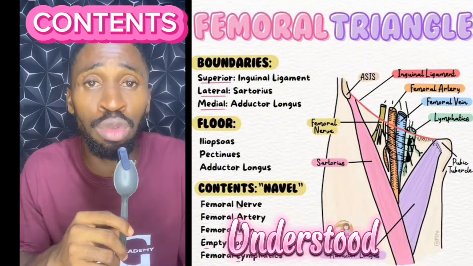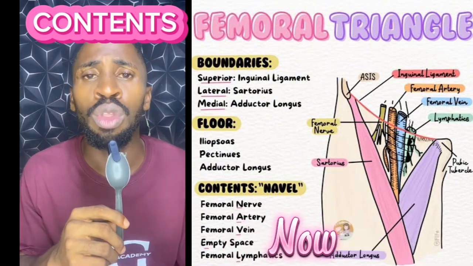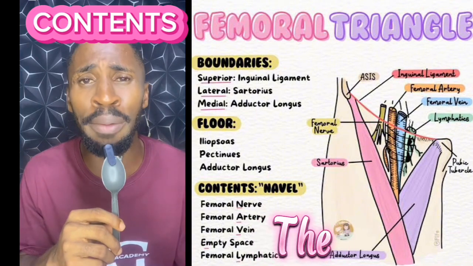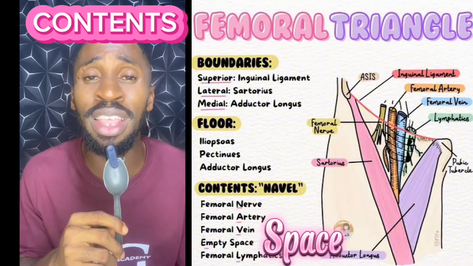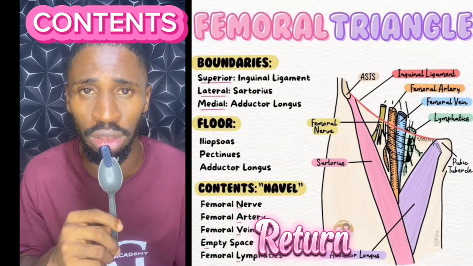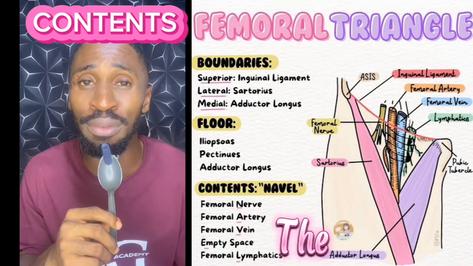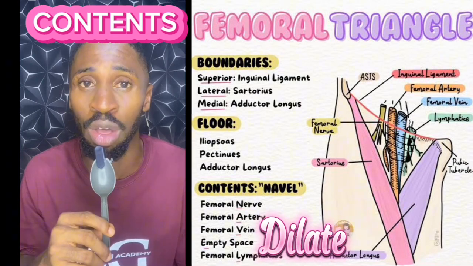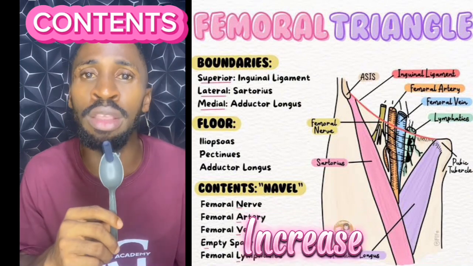Since we have understood this part, what is the E? Empty space. What is the empty space around there? The empty space allows for dilation of the femoral vein during venous return. So there's an empty space so that the femoral vein can dilate, open up, when there's an increase in blood flow to that area.